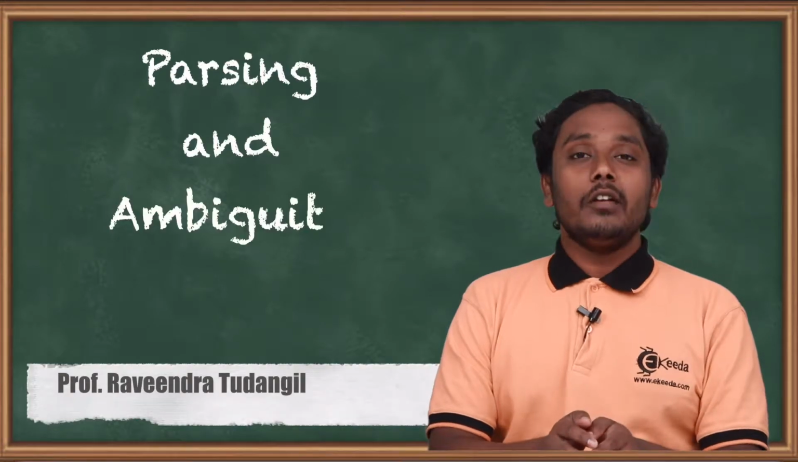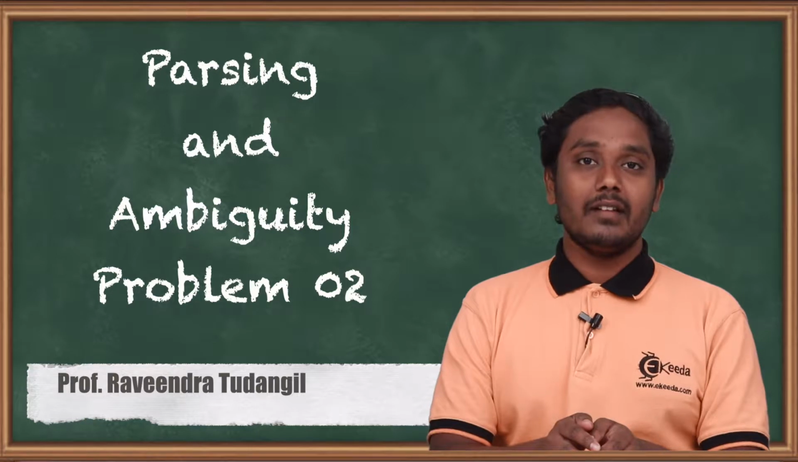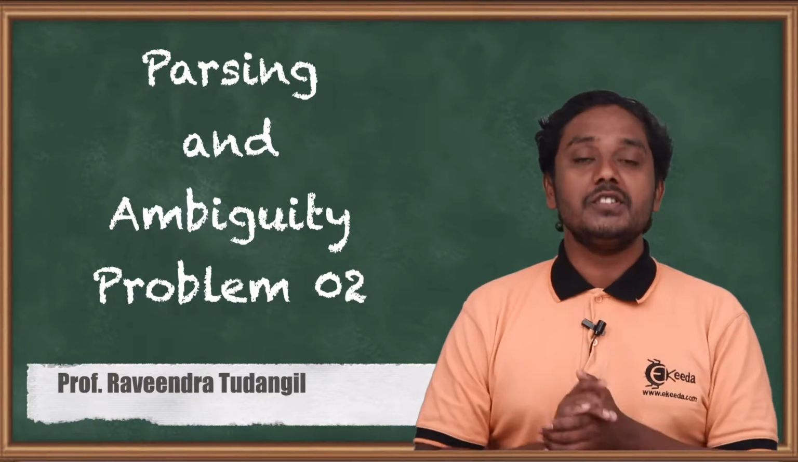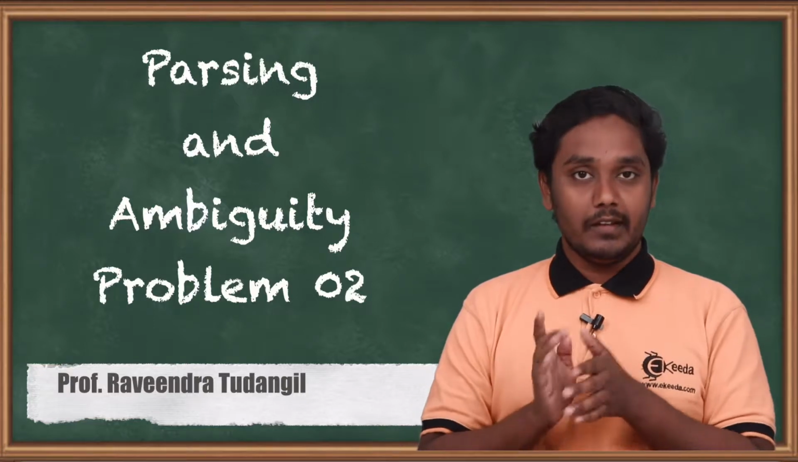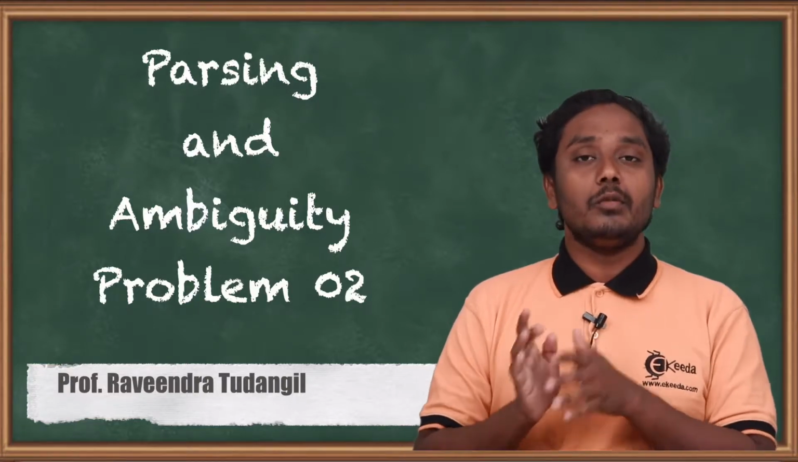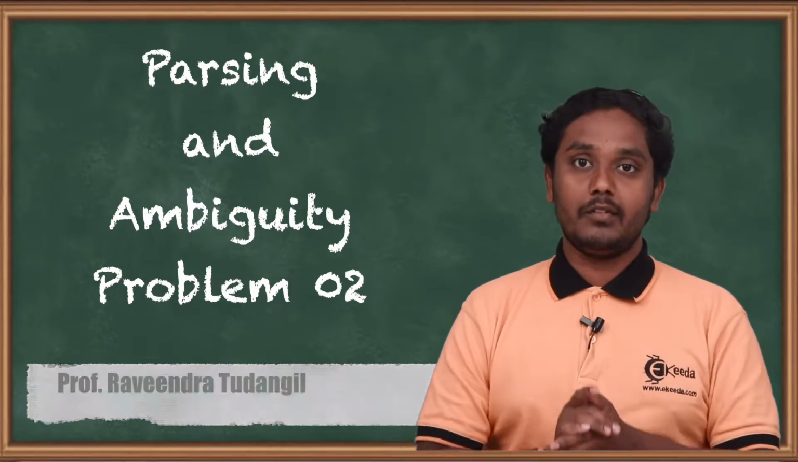Hello friends, now let us start with the second example on parsing and ambiguity. We are going to see a grammar which represents expressions in mathematics. There are certain problems with this grammar which we will be discussing later. First, let us try to derive the parse tree, leftmost derivation and rightmost derivation for the required set.